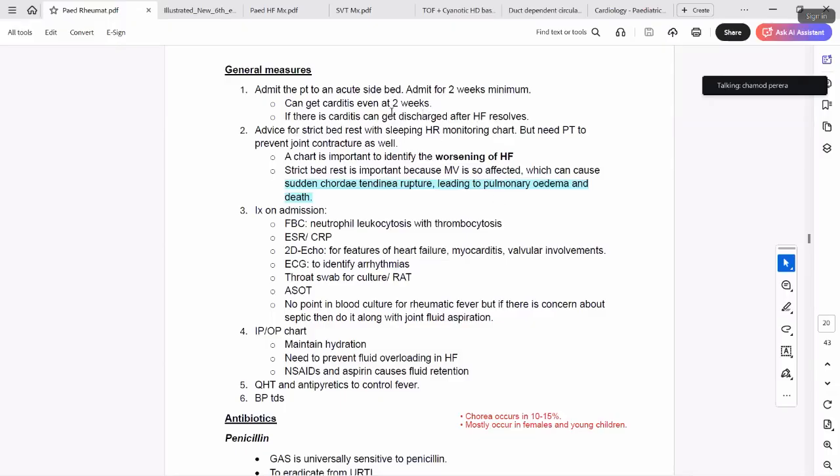In the middle, the patient might develop cardiac involvement, and that can also progress to heart failure. In that case, the management is going to differ from the normal routine management. They should have strict bed rest, and their monitoring should involve the sleeping heart rate. The sleeping heart rate is important because it is one of the main things to identify worsening heart failure, right? Because when the mitral valve is affected, like in chordae tendineae rupture, it can lead to pulmonary edema, and then they can also get heart failure. So sleeping heart rate monitoring is very important.